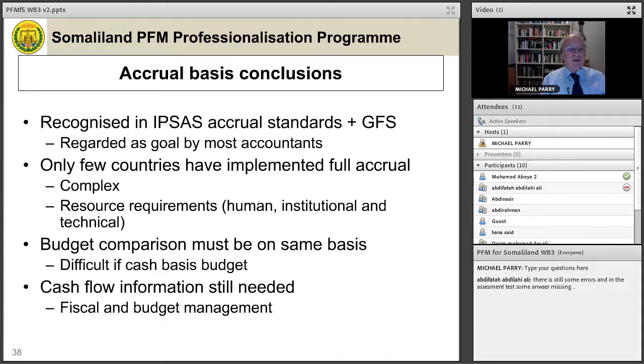This budget comparison is a problem. If you've got a cash basis budget and accrual accounting, it makes the comparison much more difficult. And of course, you still need cash flow information for fiscal and budget management purposes. In fact, in the United Kingdom, which uses accrual budgeting and accrual accounting, a lot of the managers still prefer to control their budget on a cash basis because they can understand it more easily.